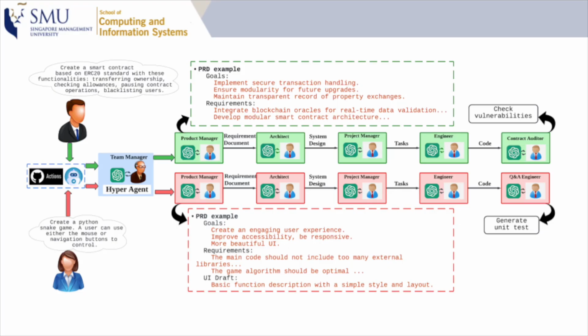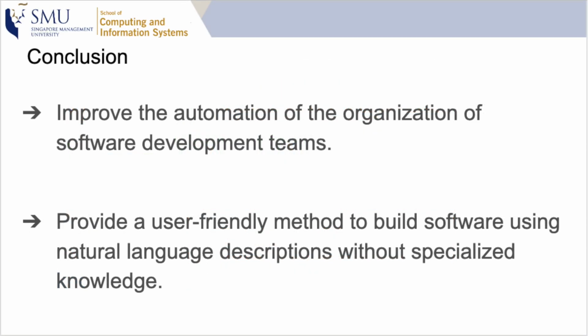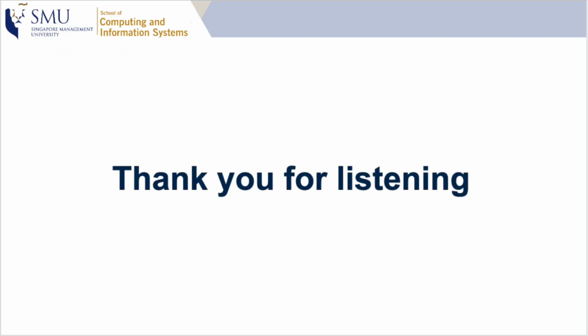HyperAgent also tailors prompts and templates of the roles in the development team, based on different requirements. For instance, the prompts for smart contract development focus on security and integration, while the prompts for Python apps focus on user interface layouts. HyperAgent aims to improve the automation of the organization and coordination of software development teams. The HyperAgent services, along with GitHub Actions, repositories, and Telegram bot, provide a user-friendly method for developers to build software from scratch using natural language descriptions without needing to be an expert.